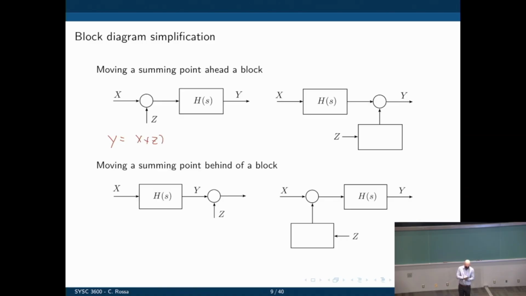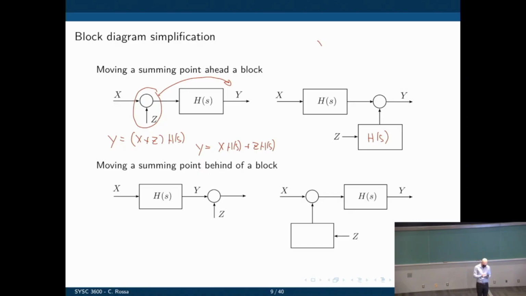Very good. X plus Z multiplied by H of S, which is the same as H times X plus Z times X. Now, if for whatever reason we want this sum to go to the other side of the block, we can't simply do that because we'll be changing the signal. Now we have X times H plus Z. So what should go in that empty block? Exactly. We should multiply that by H of S.